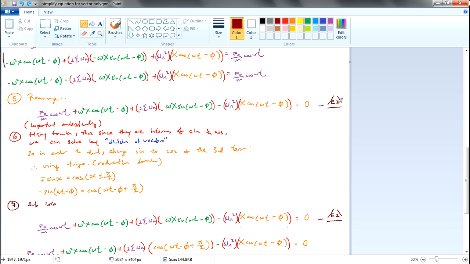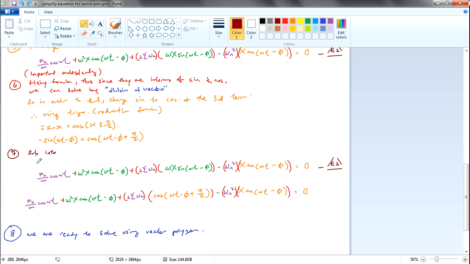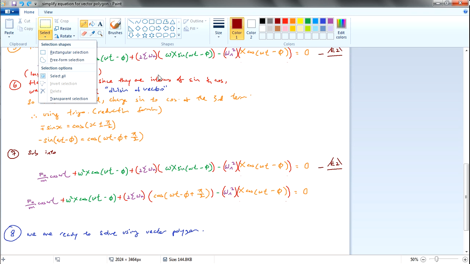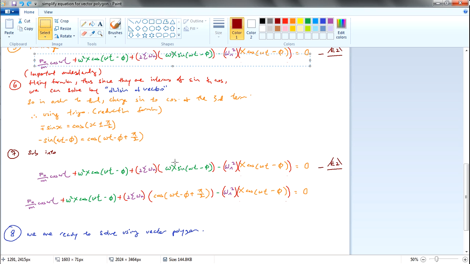into equation 2. So equation 2, as you can see, is this one. It's the same thing. I just copy this portion over here into here, and then we say we need to change the sine to cosine. So this sine is being changed to cosine. Right?